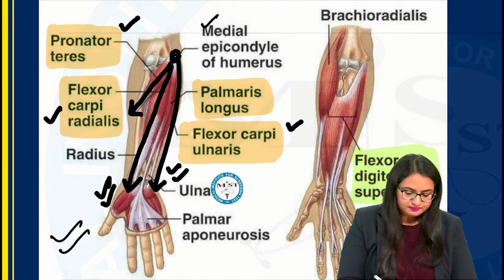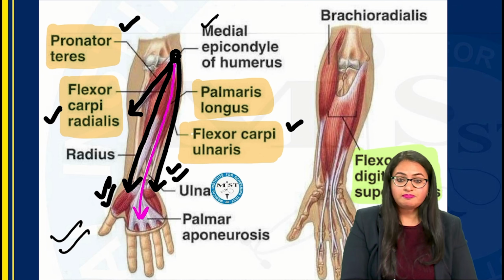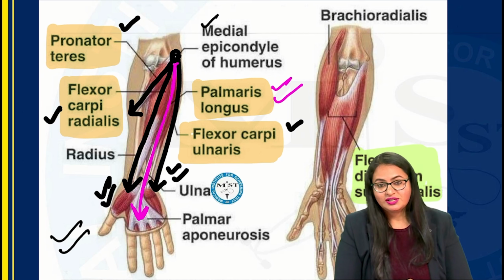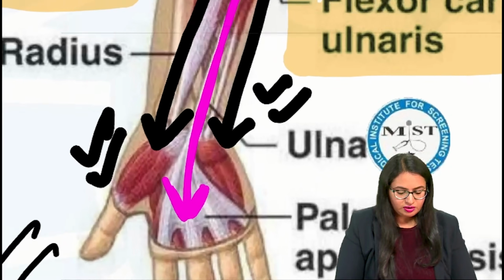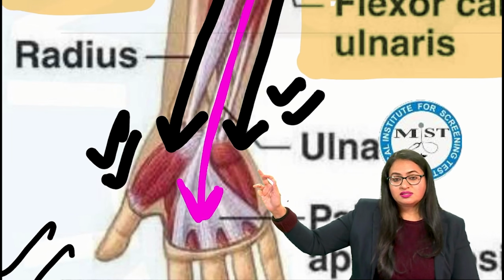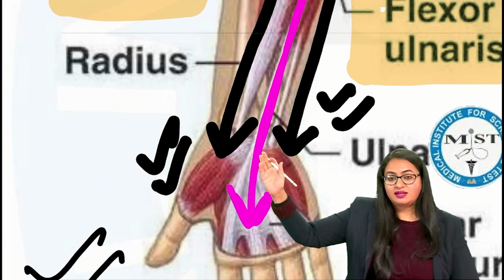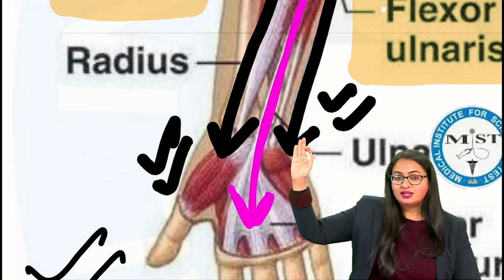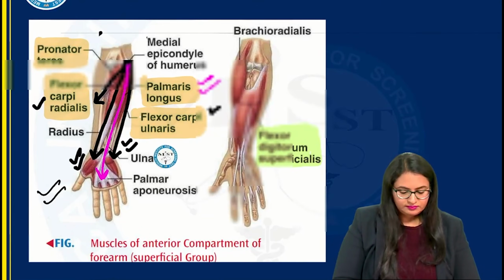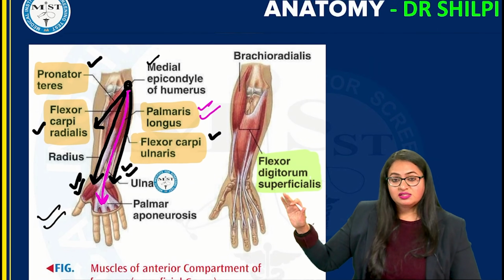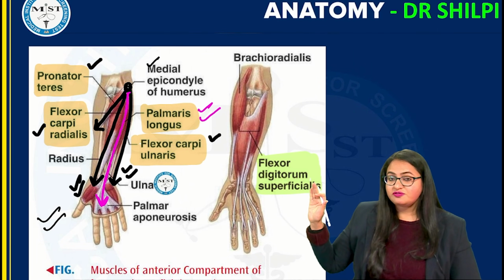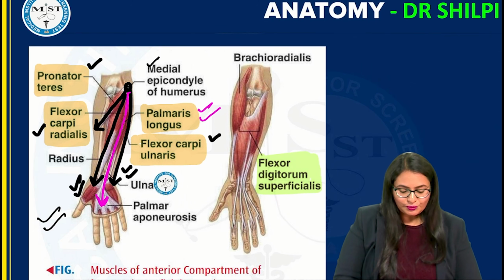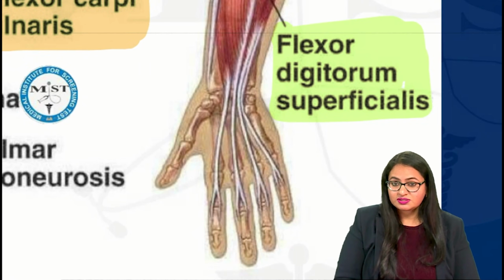In between the two, you have a muscle which is going towards the palm area, and this muscle is palmaris longus. So these 4 muscles are very important, and at the wrist level, the muscles from lateral to medial side are flexor carpi radialis, palmaris longus, flexor carpi ulnaris. Now just deep to these muscles, we have another muscle, flexor digitorum superficialis, and you will observe that its tendons are going to the digits.